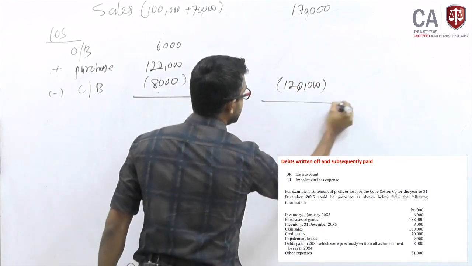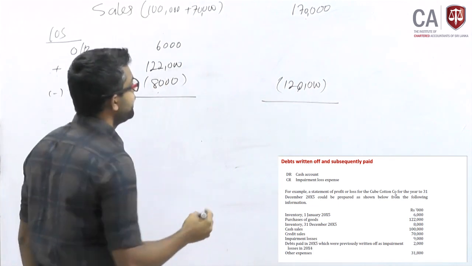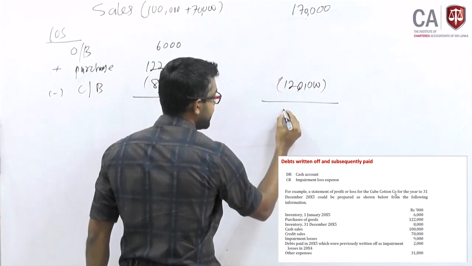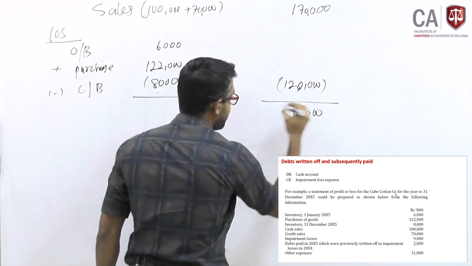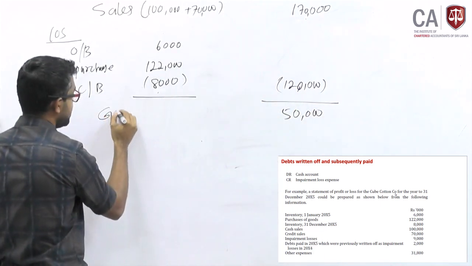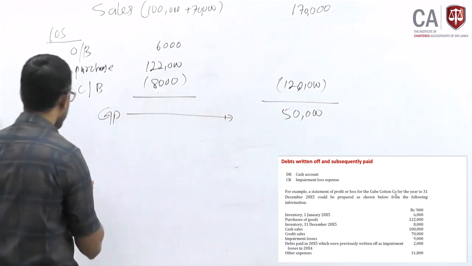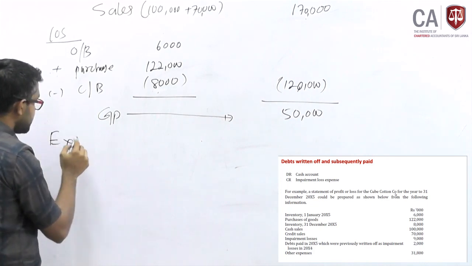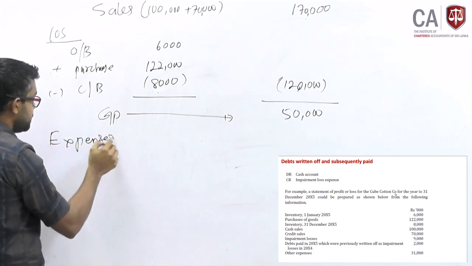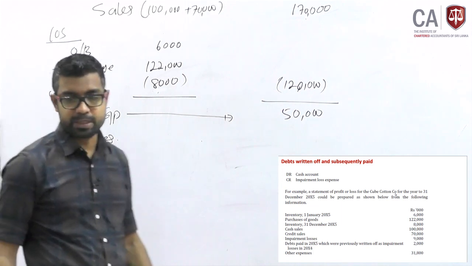Cost of sales. So gross profit will be 50,000. 170,000 minus 120,000, 50,000, which is called gross profit. Very simple. So then you have to deduct expenses. What are the expenses you have?